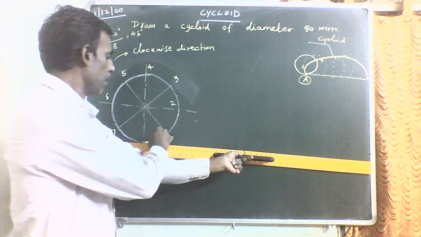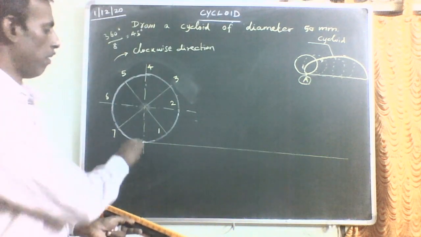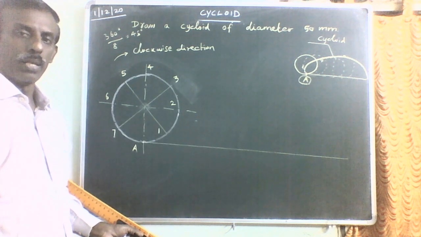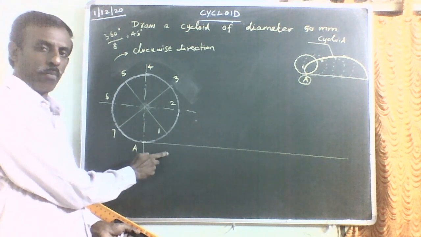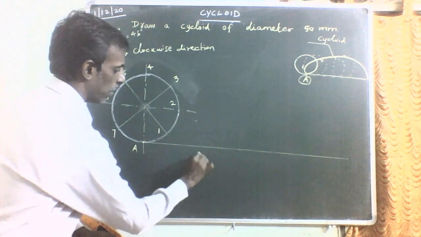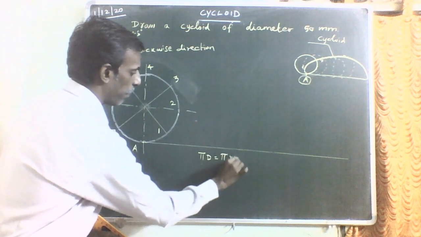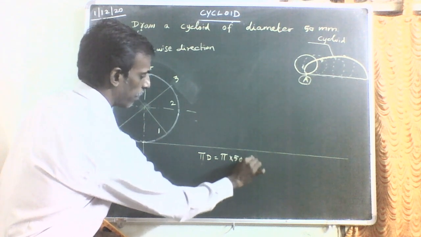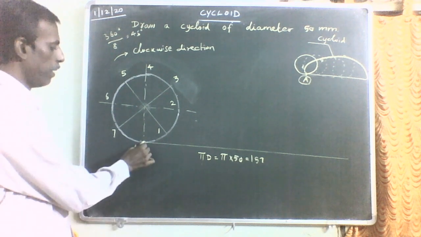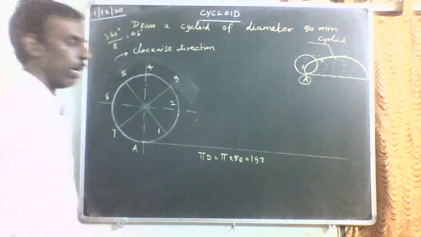So when the circle is rolling along a straight line, when the circle rolls one full revolution, what will be the length of the line you will be having here? That will be equal to the circumference of the circle. So pi into 50 will be equal to 157 mm. So from the division point A, you draw a 157 mm line length.